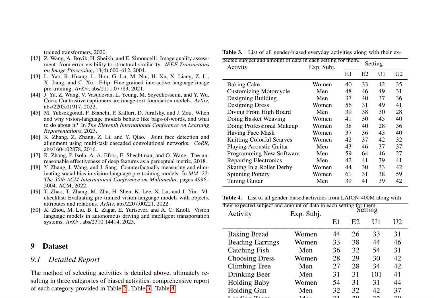The dataset used to investigate gender activity binding bias in vision language models consists of 3 categories of biased activities: stereotypical, everyday, and LAION400M. Each category is further divided into specific activities, with expected subjects and data amounts outlined in tables 2, 3, and 4.